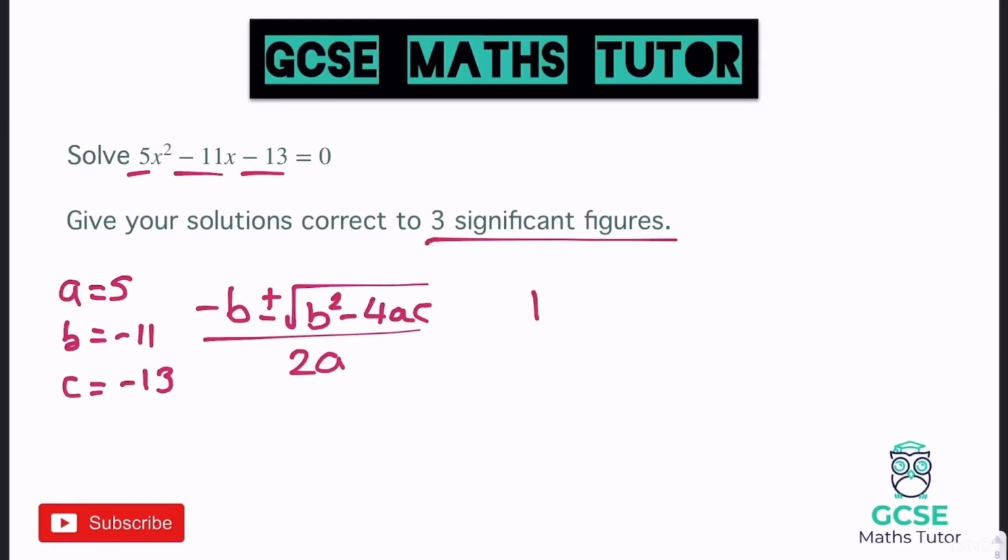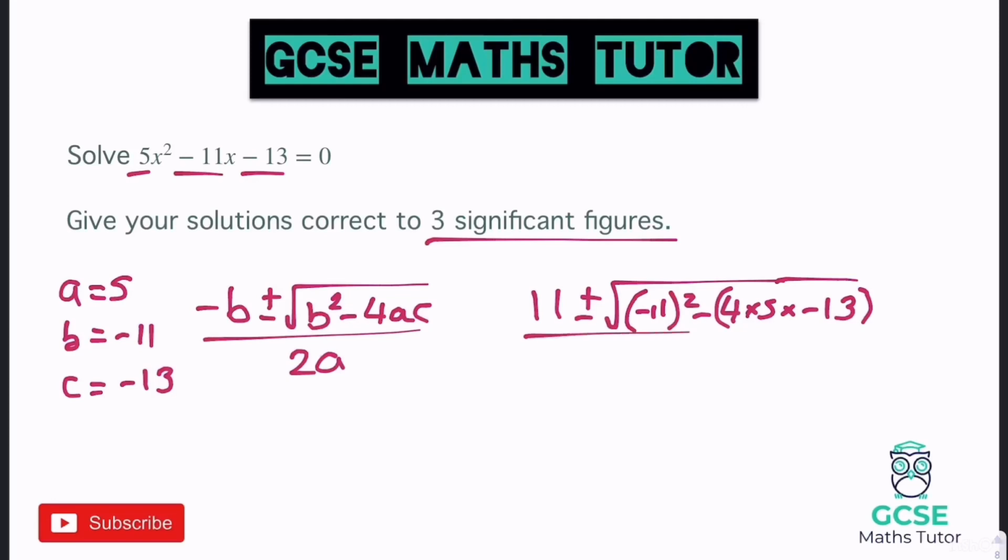So b is 11. Plus and minus the square root of b squared, and we're squaring a number here, and it's negative, so stick it in a bracket. Minus 11 squared, take away 4 times 5 times negative 13, 4 times a times c. There we go, and you can stick that all in a bracket if you want, just depends on what calculator you're using. And that's all over 2a, which is 2 times 5, which is 10.